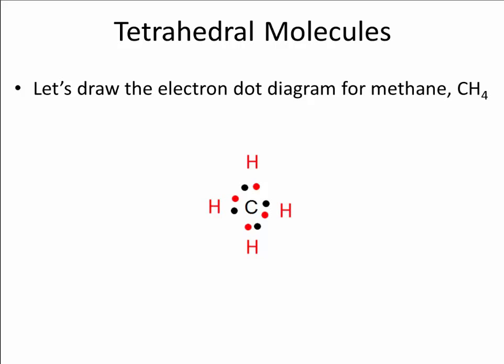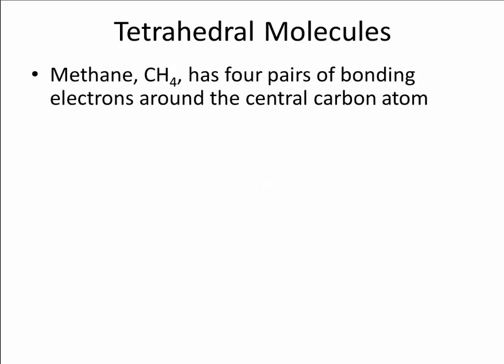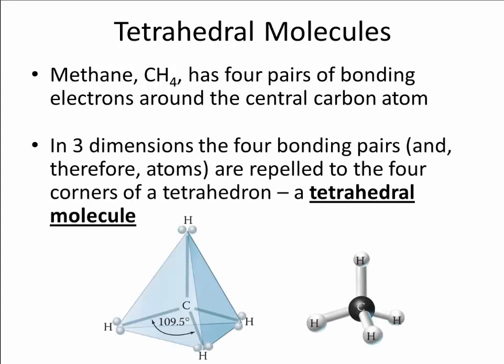Before we move on, notice that there are 4 bonding pairs of electrons. Methane, CH4, then has 4 pairs of bonding electrons around the central carbon atom. And in 3 dimensions, if we were to look at this molecule, all those electrons are being repelled as far away from each other as possible. We would form a tetrahedral molecule. Notice the angle between each of the bonding pairs in 3 dimensions is 109.5 degrees.